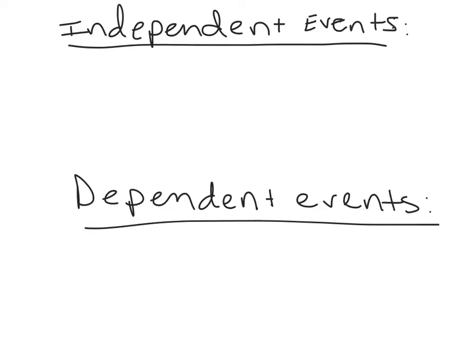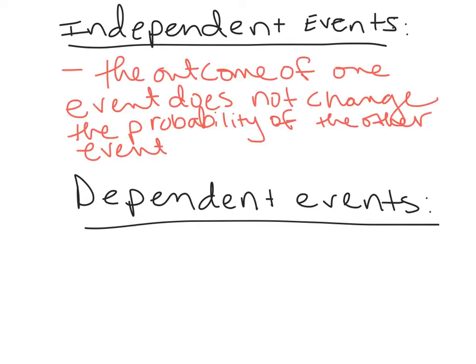So we have independent events and dependent events, and we need to know the difference between these in order to find a lot of probabilities when you have more than one event occurring. So independent events is where the outcome of one event does not change the probability of the other event. So this would be things like rolling dice, because what you get on one die is not going to impact what you get on the other.